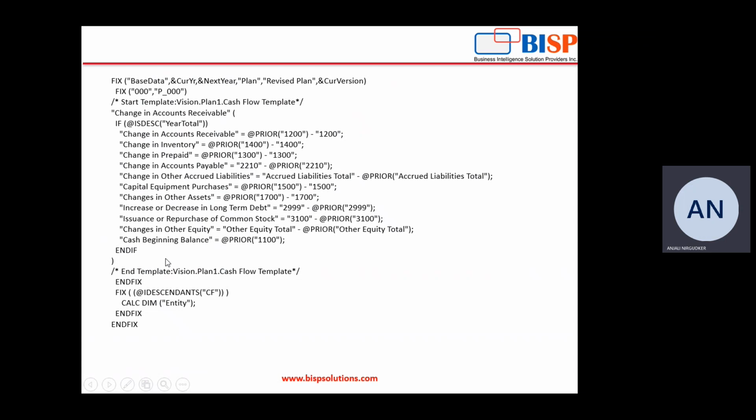Okay, so then I'm ending my rule, and next what I have done over here is Fix @IDESCENDANTS of cash flow and CALC DIM for entity. So what this function is going to do is roll up all the members and the values to the parent, which is the cash flow.